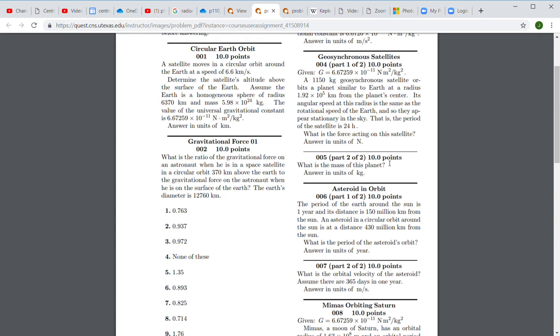60 seconds in a minute, 60 minutes in an hour, so that's 3,600 seconds in 1 hour, and multiplied by 24, that's the number of seconds in 1 day.